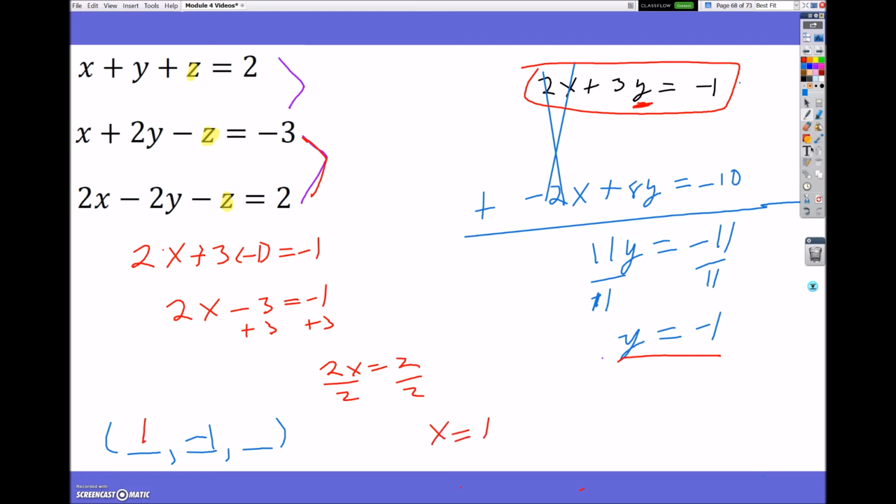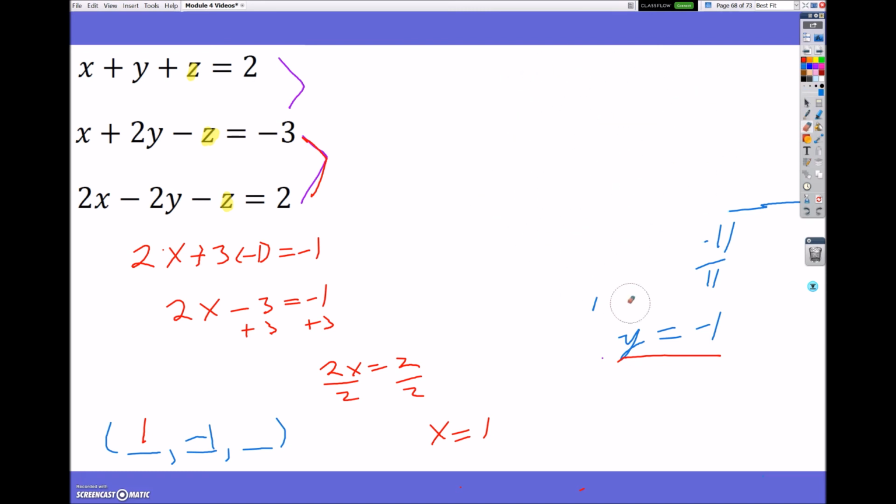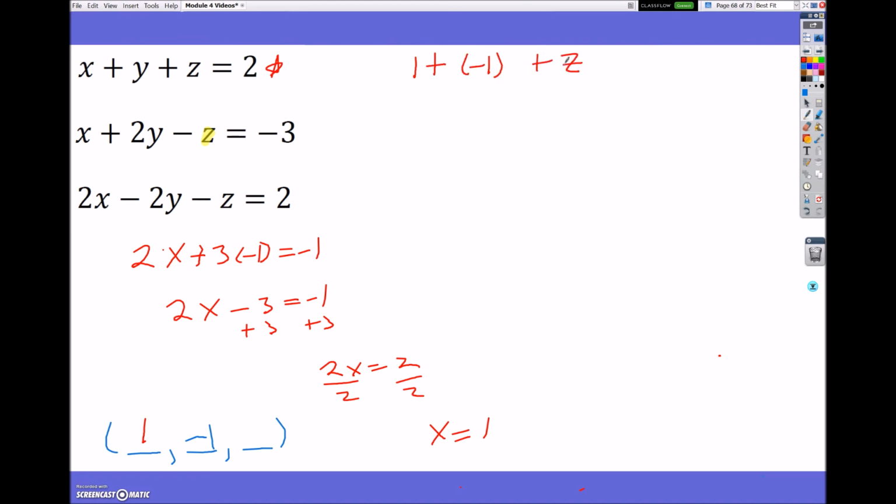Awesome. So I'm going to go ahead and clean up even more room now because I don't need this anymore. I already have my x, I already have my y. I'm going to plug that back into one of my original ones. For me personally, the easiest one looks to be this one to plug in. So my x is 1, my y is negative 1, and then I'm just solving for z. You could have plugged in this 1 and negative 1 for any of these and you would get the same answer. So 1 plus negative 1 is 0, plus z equals 2, which means z just equals 2. So your ordered triple is 1, negative 1, and 2. If you have any more questions, please feel free to email me or your teacher.